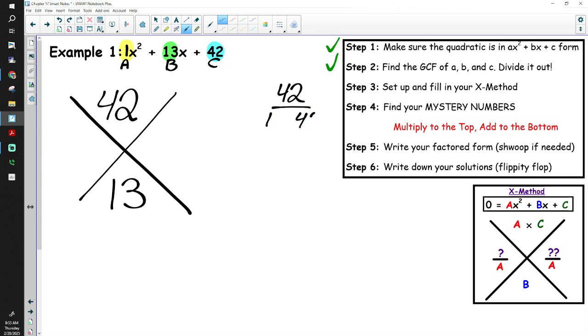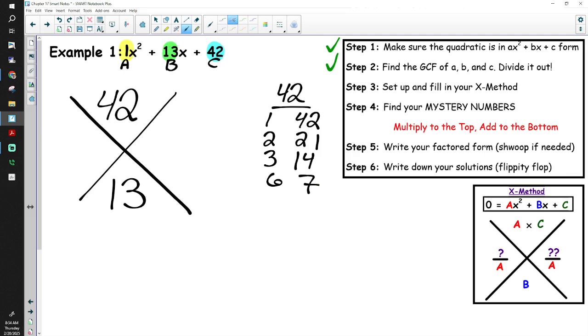1 times 42. 2 times 21. 3 times 14. And 6 times 7. Those are all the ways to multiply two numbers together to get 42. This is factoring. You just factored 42. Our goal is to figure out which pair adds up to the bottom, 13. And like you said, it's 6 and 7.